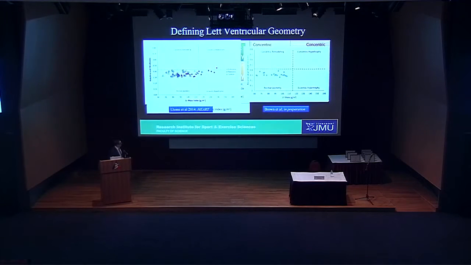This is data that's unpublished from, again, another PhD student of ours looking at an elite ice hockey population, elite ice hockey players, very dynamic in their activity, and predominantly, in fact, every one of them has normal geometry when you index them for body surface area.